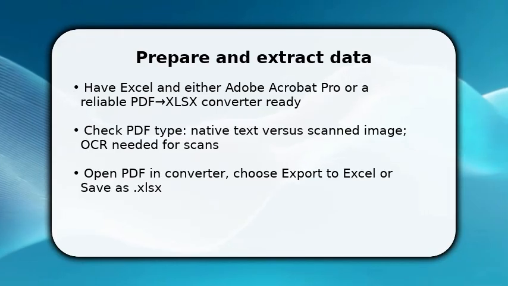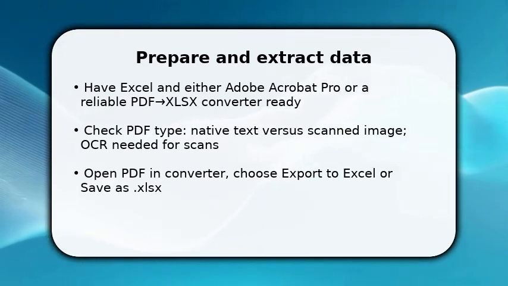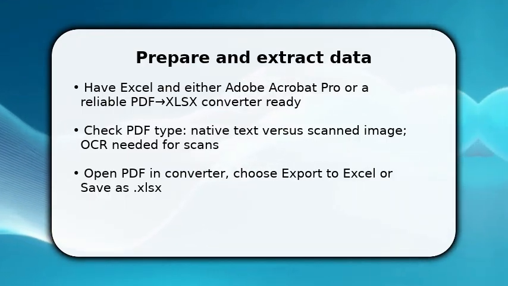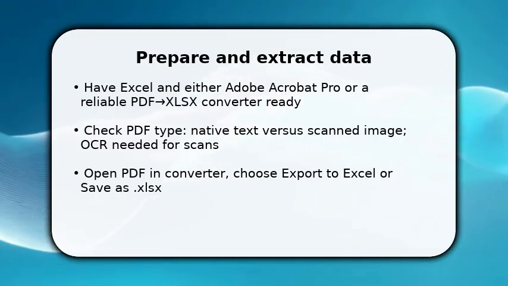Enjoy the video. You'll start by confirming tools and the PDF type. Open the PDF in Acrobat Pro or your converter and inspect pages. Native text exports cleanly, scan pages need OCR. Once done, choose Export to Excel or Save As XLSX and export the file.